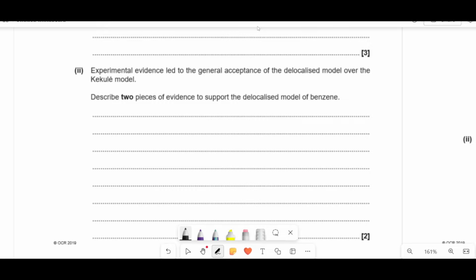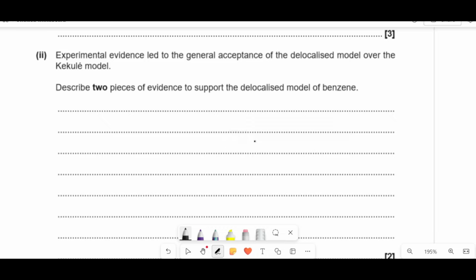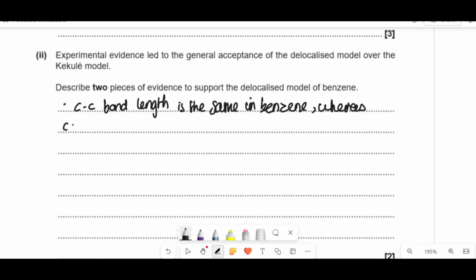Experimental evidence led to the general acceptance of the delocalized model over the Kekulé model. Describe two pieces of evidence to support this. So number one is an easy one to get out, is that the bond length is the same throughout. So the C-C bond length is the same in benzene, right? But that's not enough because you have to explain why that's relevant. Whereas C-C and C=C otherwise are different lengths, right?